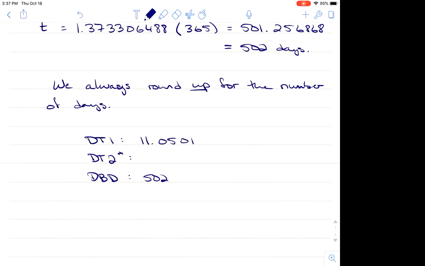Just like we did before, you go into your second date function. So 11.0501, enter. You can scroll past date 2 because we're going to come back to it and ask it to compute it for us. Days between dates, you're going to change to 502, enter. And then scroll back up to date 2 and hit compute. It was a beautiful Saturday, March 22nd of 2003.